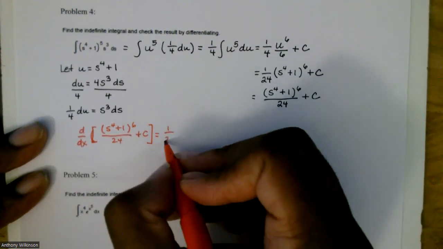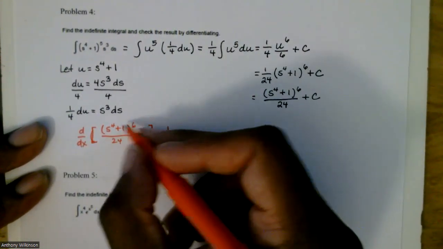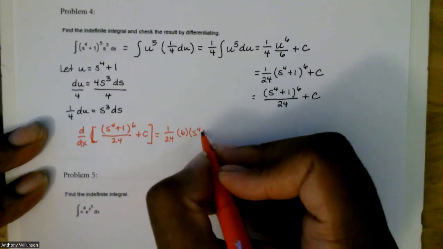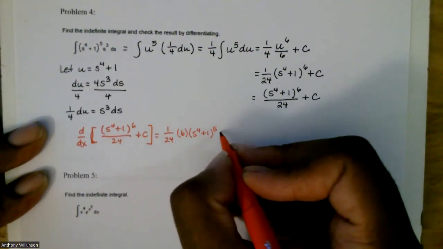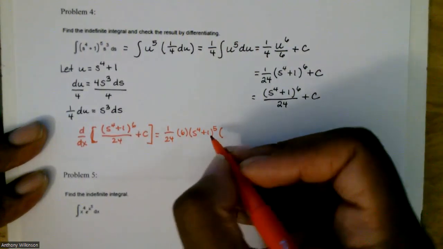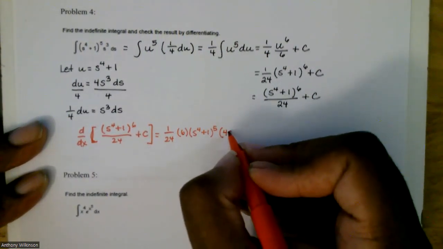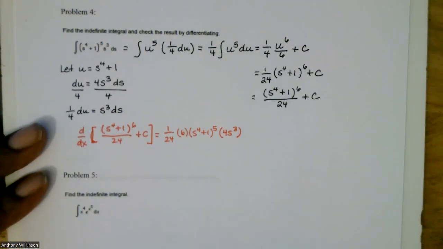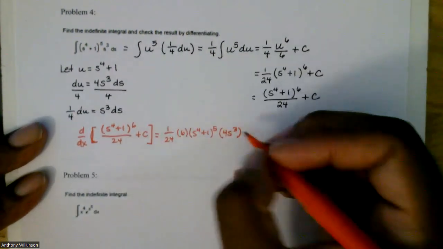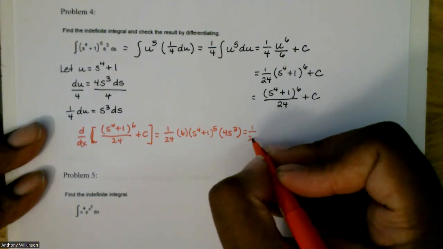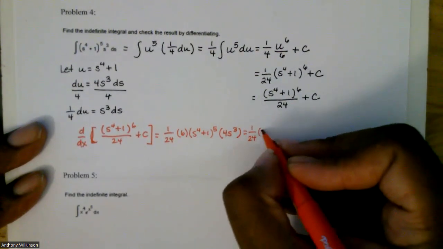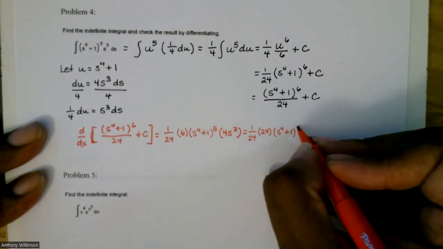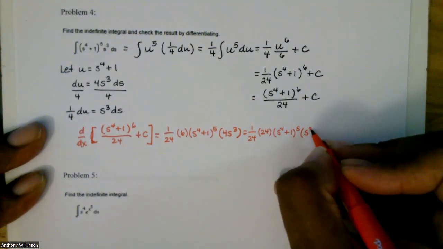This will be this. I'll write this as 1/24, and then bring down the 6, that's the exponent, copy over the s to the 4th plus 1 to the 1 less power, which is 5, and then take the inside derivative of s to the 4th plus 1. That would be 4s cubed. All right, now let's do this. I'm going to bring the 1/24, and I'm going to multiply 6 times 4, which is 24, times s to the 4th plus 1 raised to the 5th times s cubed.